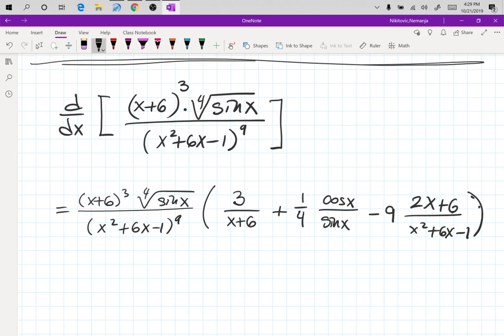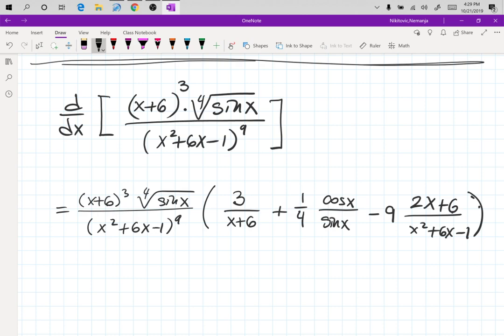And then the fourth root is a quarter exponent, and same thing, ln of sine x. So sine x goes in the denominator, its derivative cosine goes in the numerator. And then finally, minus, because this one is in the denominator, minus 9. And then you have this in the denominator, because you always copy in the denominator, and then its derivative on top, which is, x squared is 2x plus 6, and then minus 1 is 0, right? And there you go.